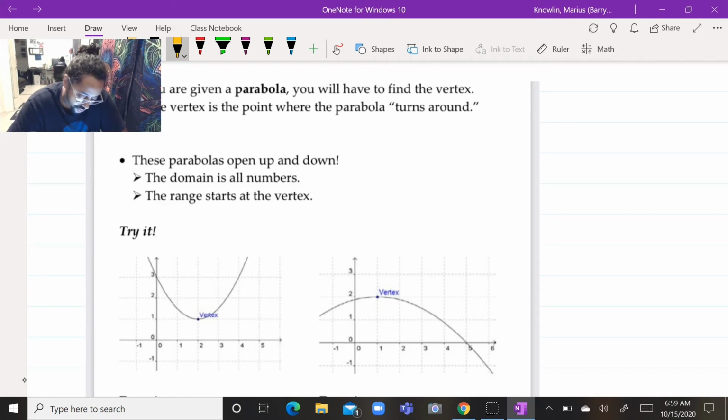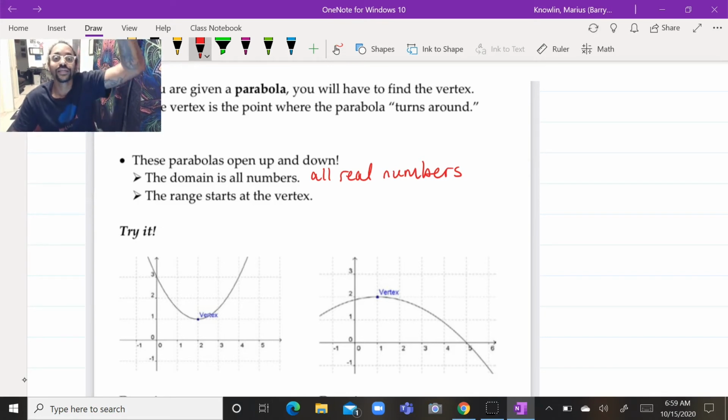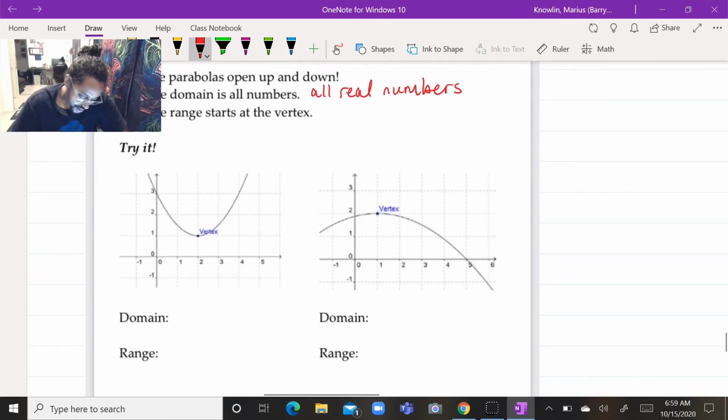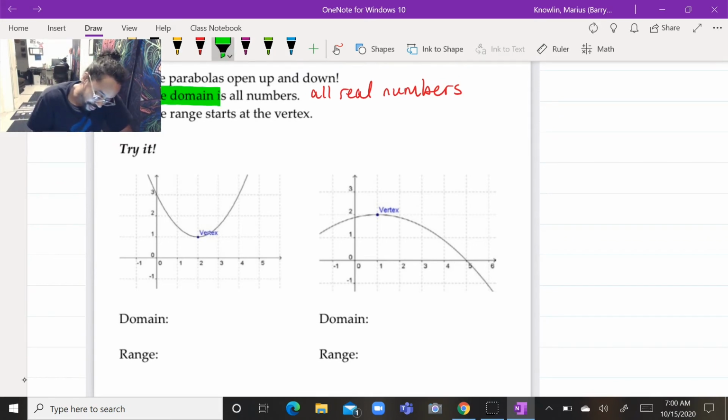The domain for parabolas is all numbers, and really, to be more specific, all real numbers. And the range starts at the vertex, and then it keeps going either up or down. So this first part says the domain is all real numbers. Part of the reason is, and they didn't do this on this graph, but we should, these parabolas really should have arrows on the end, which basically let us know that it keeps going on forever and forever.